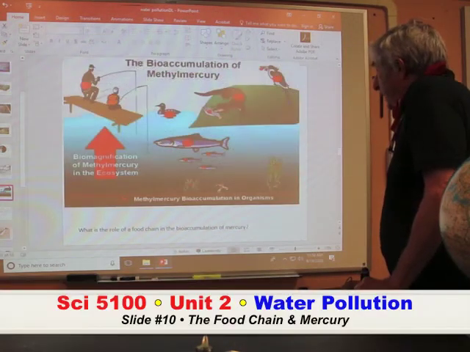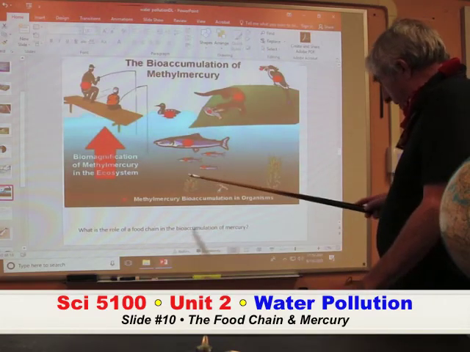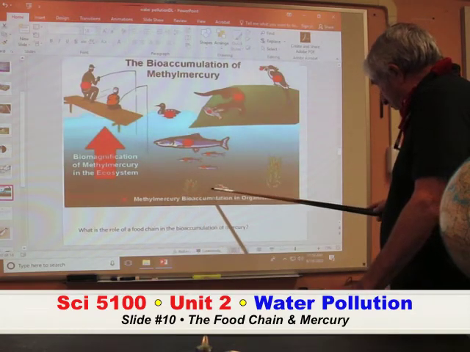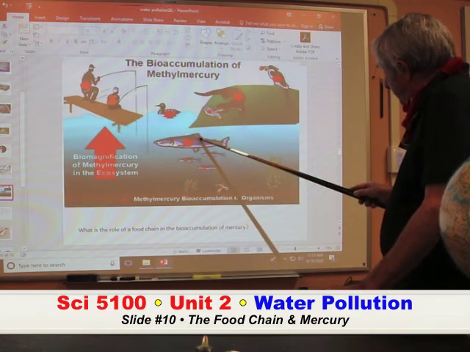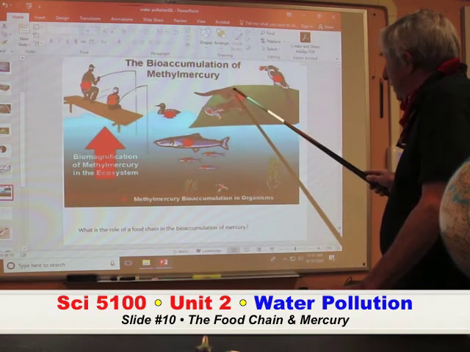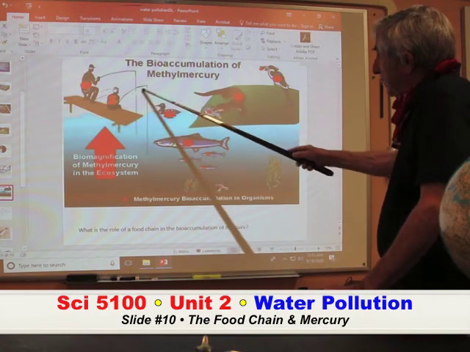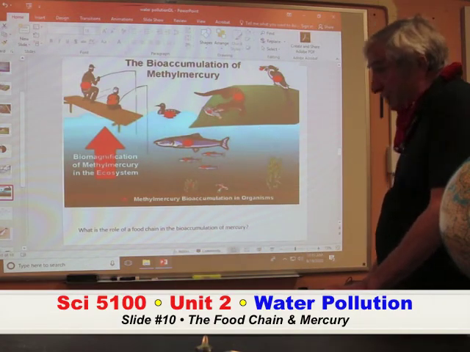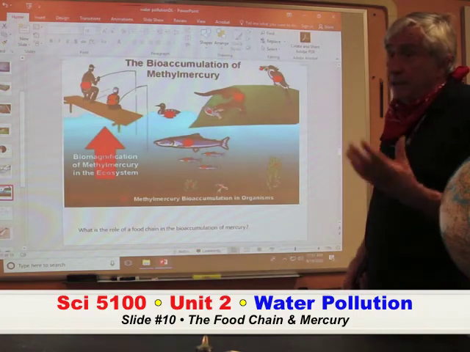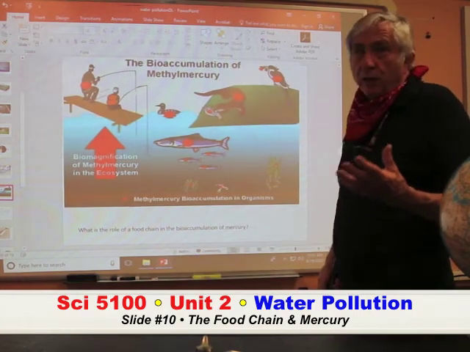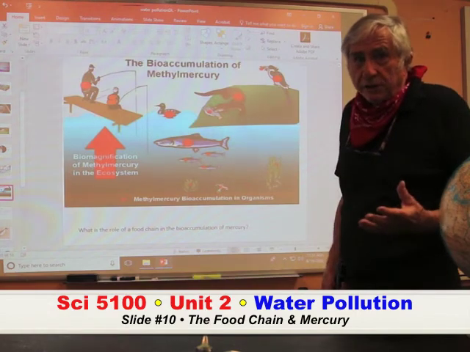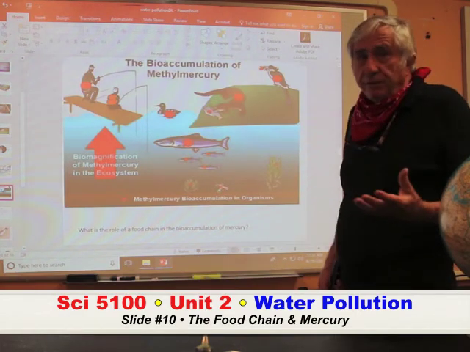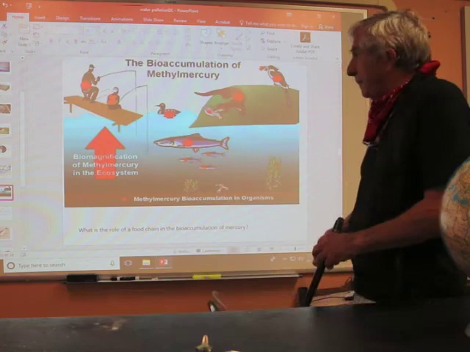Here we can see it a little more classically. The mercury is on the bottom. It's absorbed by the microscopic creatures, and they move along the food chain, small fish, big fish, mammals that might feed on it. Eventually, if you catch the fish that has mercury in it and you eat the fish, you can clean the fish out, but mercury is inorganic. It's not an organic substance, so it stays in the flesh of the fish. And so when you eat the fish, the mercury is there.